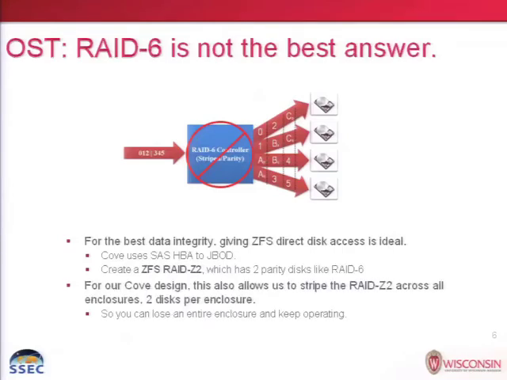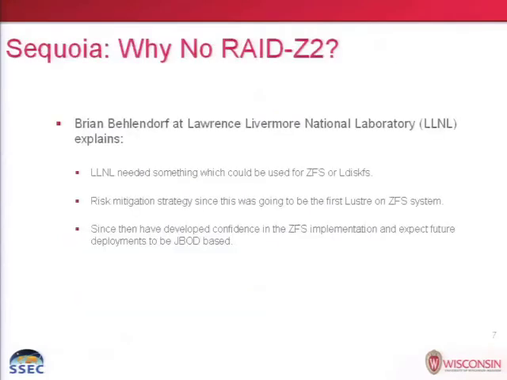For our design, this also allows us a little bit of advantage with our particular hardware, in that we could stripe across enclosures. So we could lose an entire enclosure and keep operating, which is important considering we don't have a high availability design here. And so there's no SAS multipath, so we want things to be directly attached individually, which is an advantage for us.